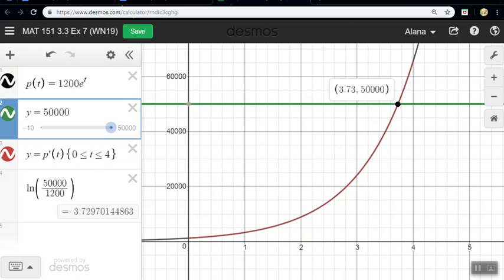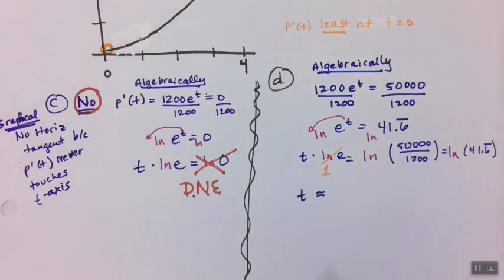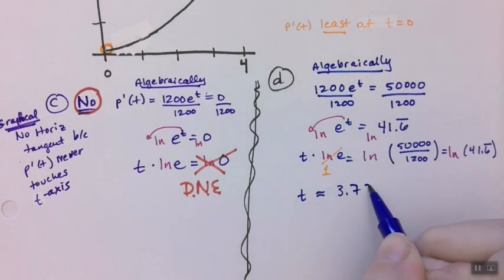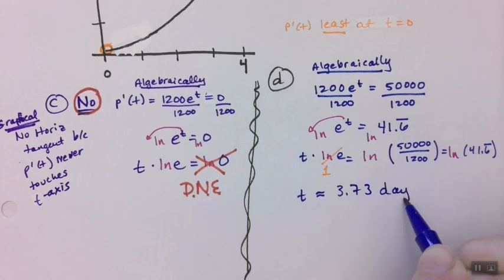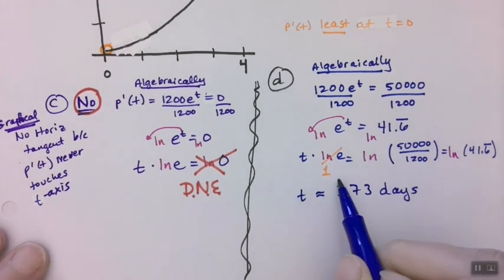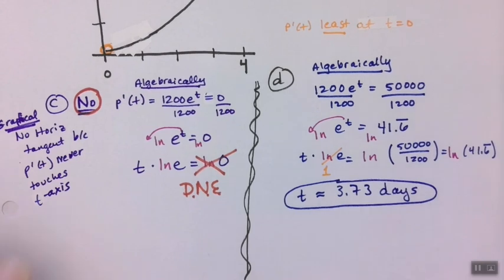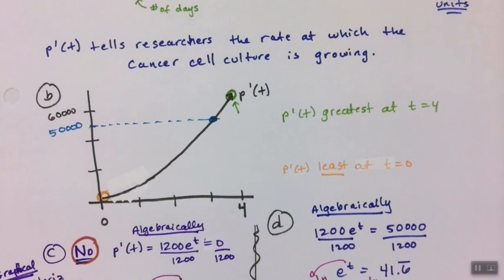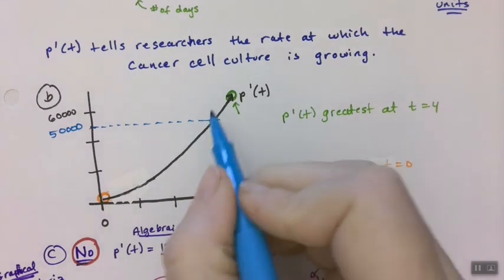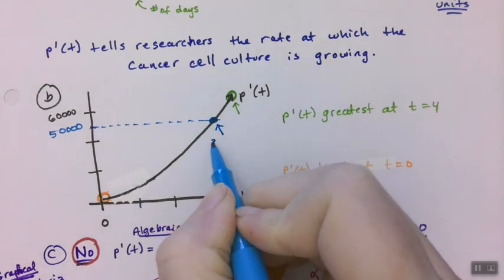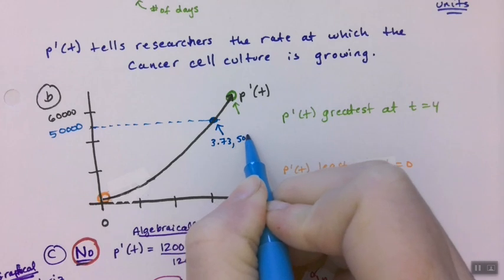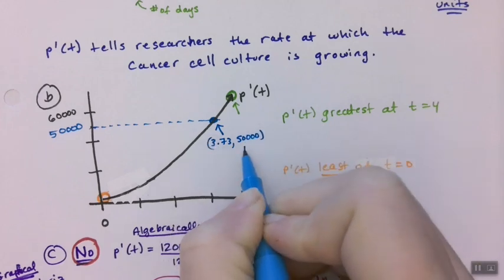All right, so that's our answer. t is about 3.73. This would be one case where rounding would be appropriate. And of course, we would give it units, and it's days. Because we're in a math class, so in a story problem like this, wherever appropriate, we will use units. And if we want to show it graphically, this is the algebraic method. Graphically, we have the graph right here, we would just label the point, 3.73, 50,000. And there you go, that's the answer to part D.